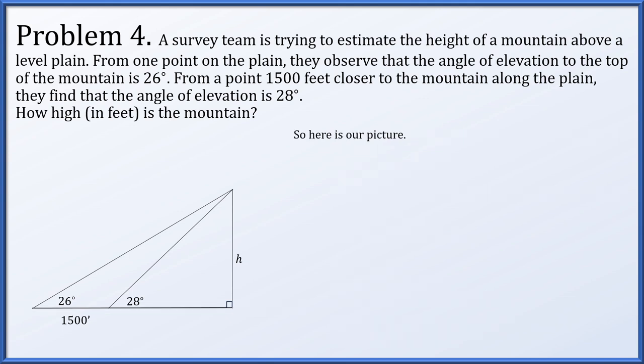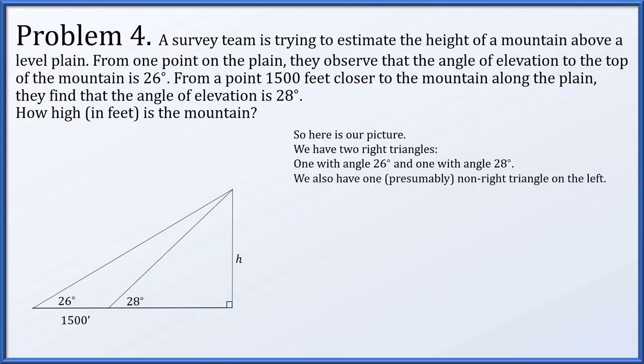So now we have this new simplified picture. We can start to work towards solving for h. We actually have two right triangles here. One of them has a 26 degree angle and one has a 28 degree angle. There's the overall right triangle and then the smaller one with the 28 degree angle on the left.